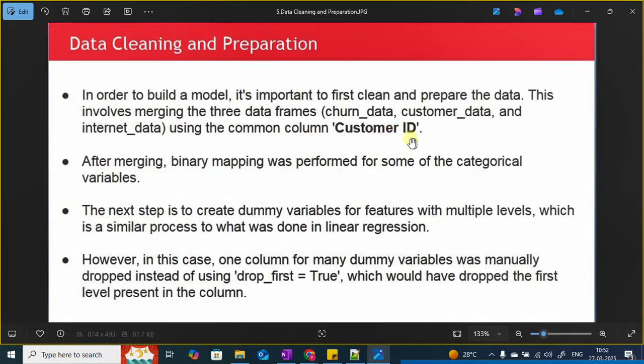Okay, that is what is written here also. You can see, I'm not spending time to read all this text, right? Whatever I explain, the same things are written here. Now, based upon this customer ID, I will try to merge it, right? In order to build the model, it's important to first clean and prepare the data. This involves merging the three different data frames or data sets, churn_data, customer_data, and internet_data, based upon the customer ID.